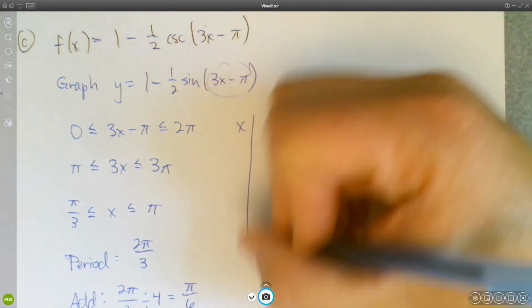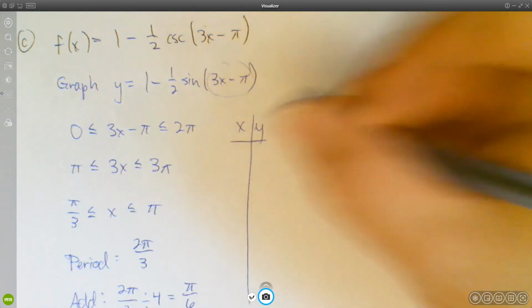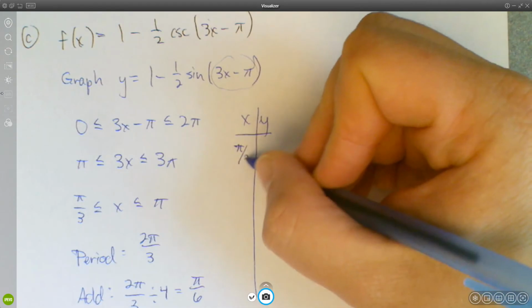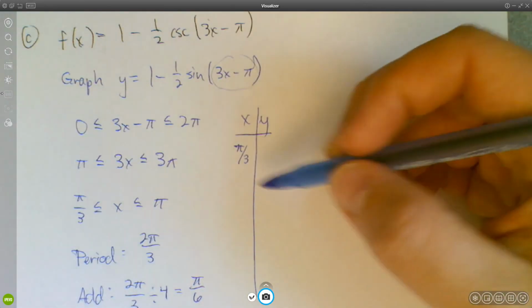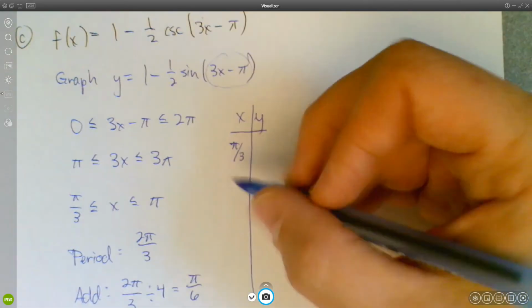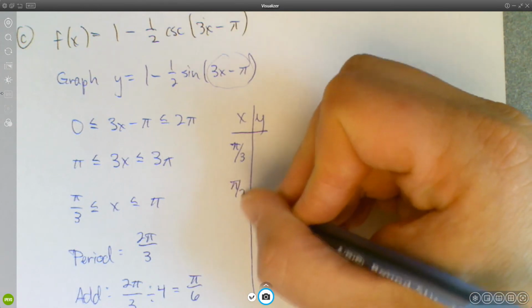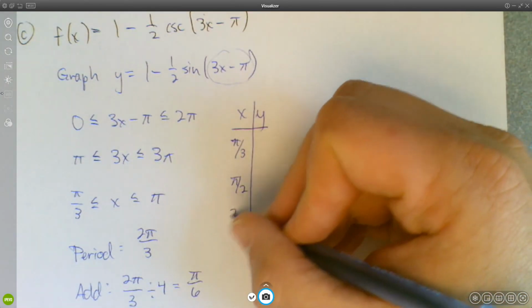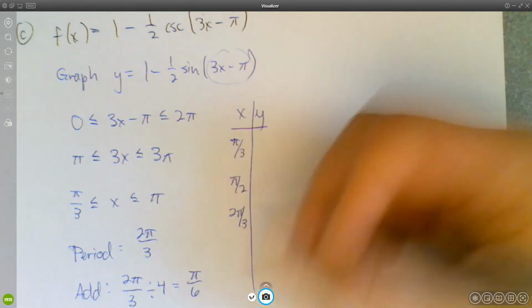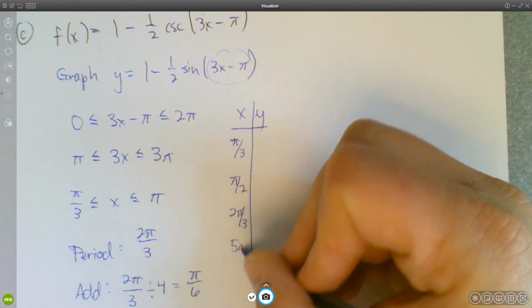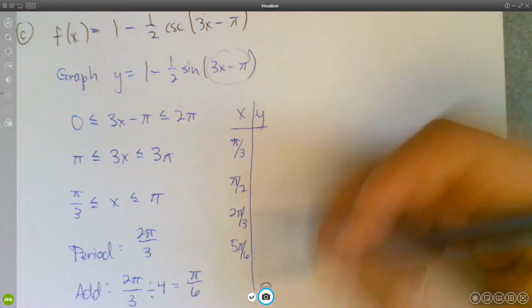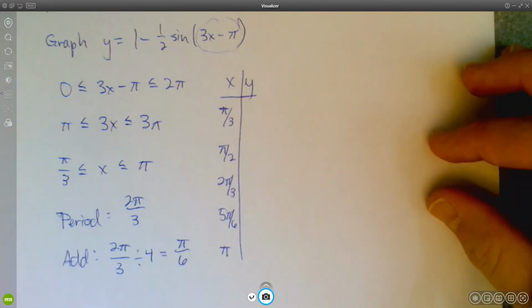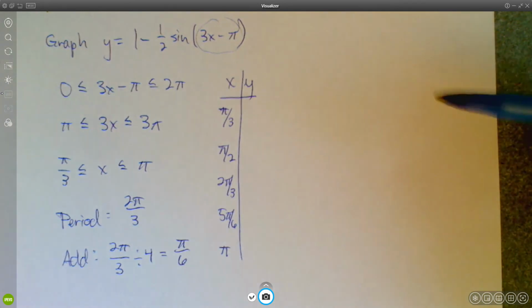Starting at pi over 3. So pi over 3 plus pi over 6, this would be 3 pi over 6, so in other words, pi over 2. And then you add another pi over 6, you get 4 pi over 6, or in other words, 2 pi over 3. You add another pi over 6, you get 5 pi over 6. And then you add another pi over 6, and you get 6 pi over 6, or in other words, just pi. So that's working out pretty nicely.